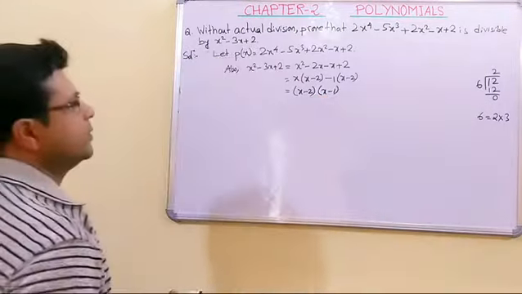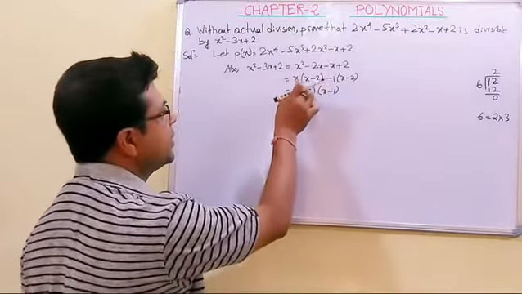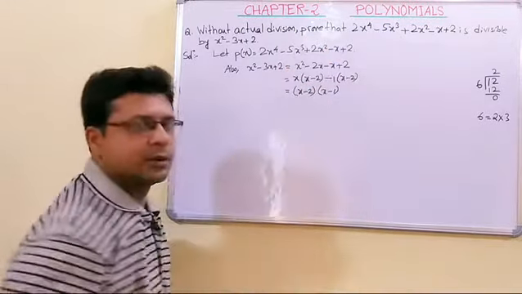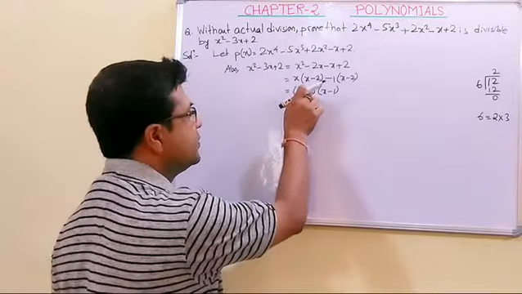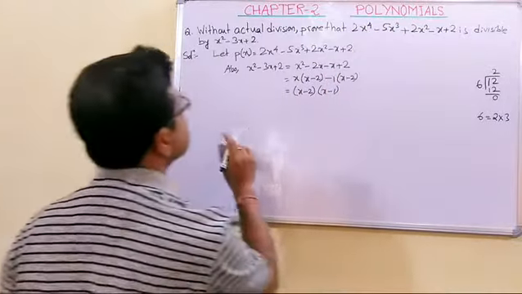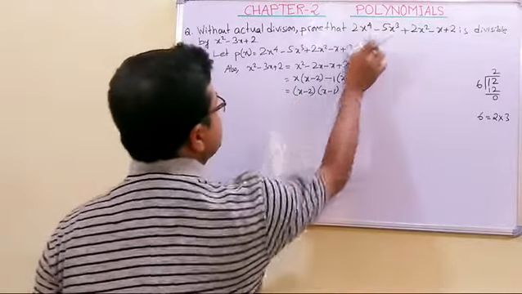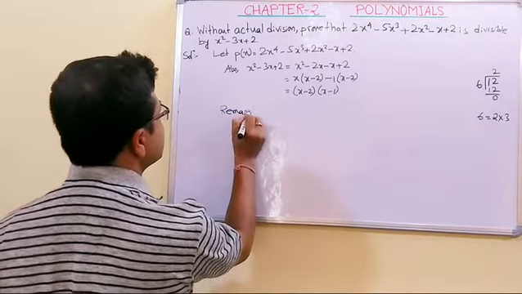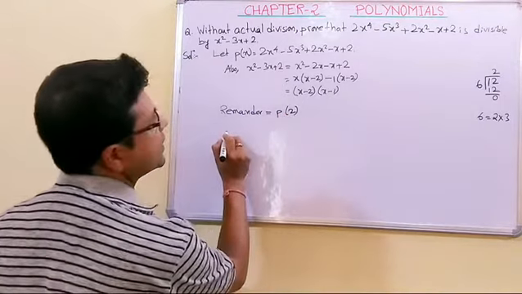Alright? Now we have to show that this polynomial is divisible by this. That means this polynomial should be divisible by both of these factors. So what we'll do? We'll find the remainder. If the remainder is 0, that means this is a factor. If this is a factor, that means the polynomial is divisible by x − 2. So here let us find the remainder. When this is divided by x − 2, the remainder is P(2). Now let us find the remainder.